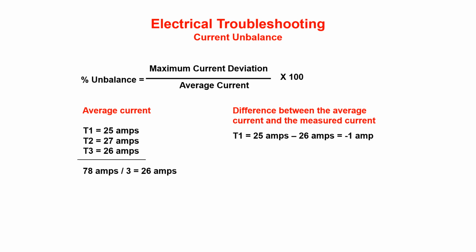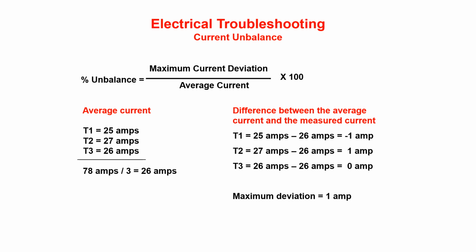The difference between the average current and the measured currents: T1 is 25 amps minus 26 amps, which gives us negative 1 amp. T2 is equal to 27 amps minus 26 amps, which is equal to 1 amp. T3 is equal to 26 amps minus 26 amps, which is equal to 0 amps. Therefore, the maximum deviation, which is on T2, was 1 amp.